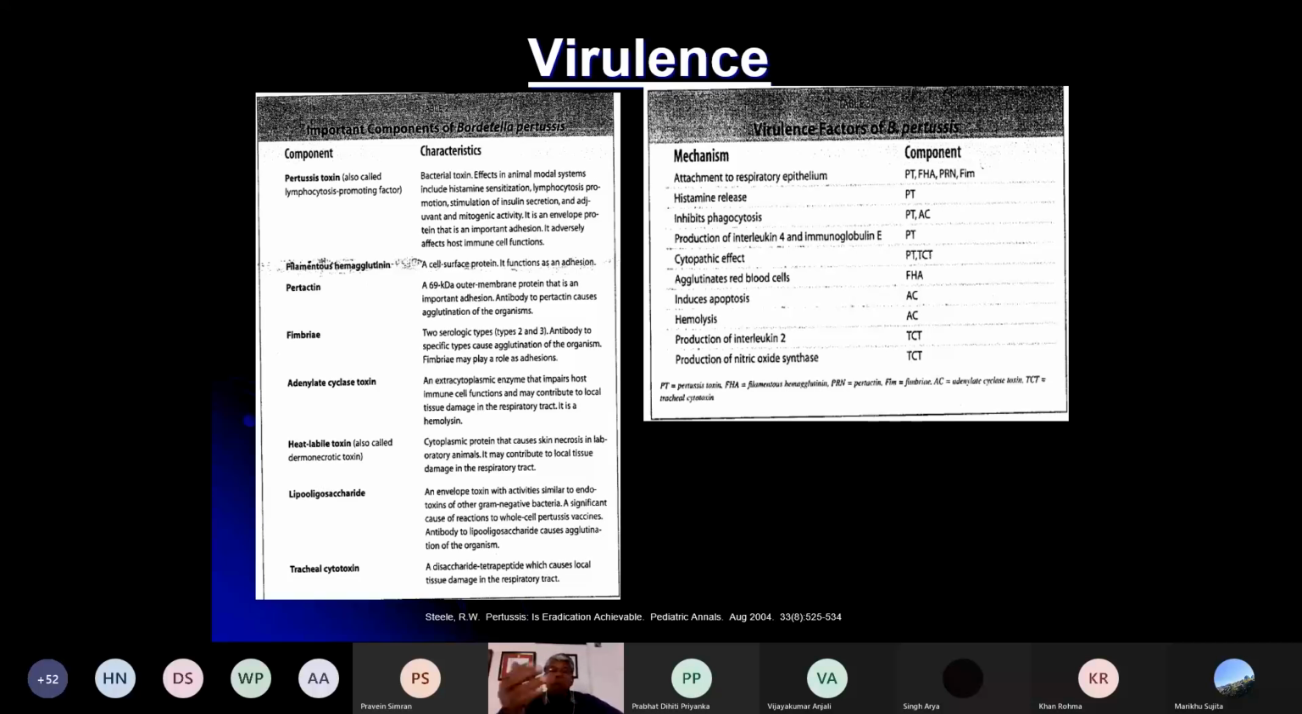Depending on which virulence factor is more or less effective, the clinical features of pertussis may vary in extent. So we can see some people who are more affected and some who are less affected, depending upon what type of toxins are being produced and what they are doing.